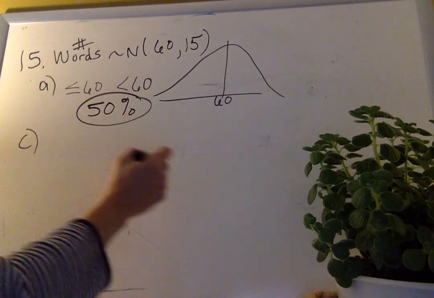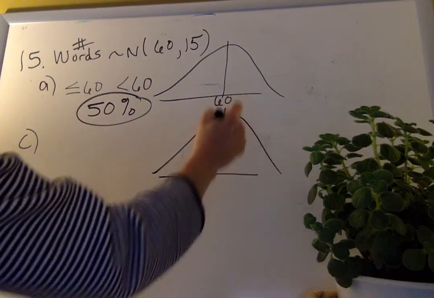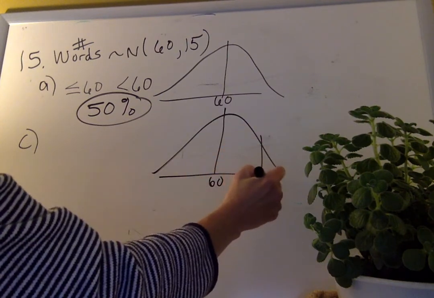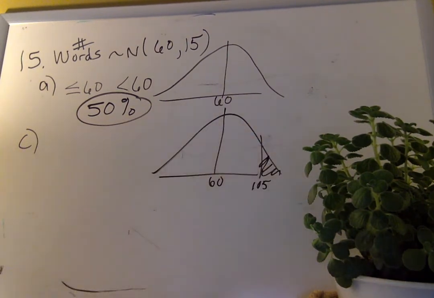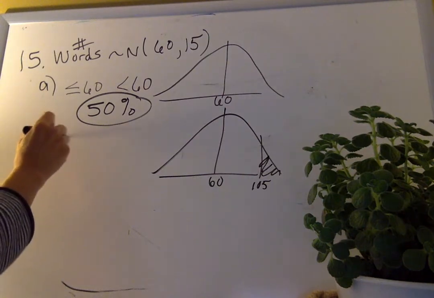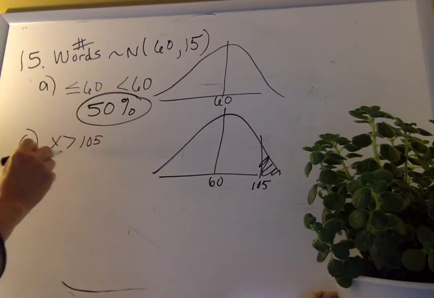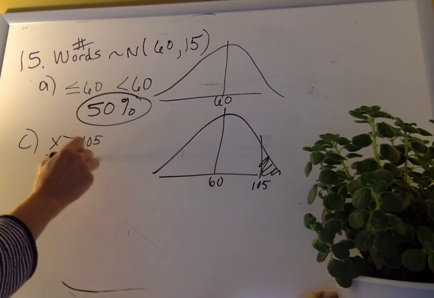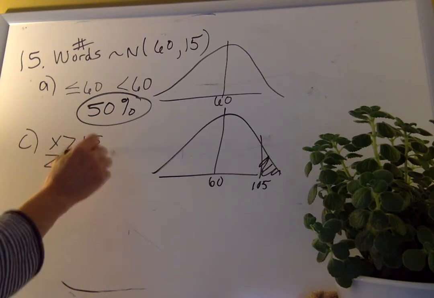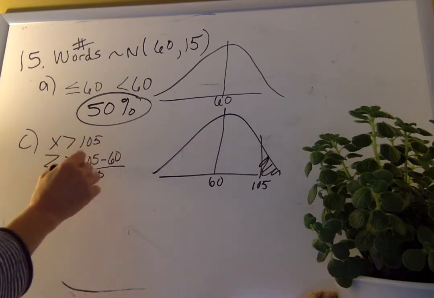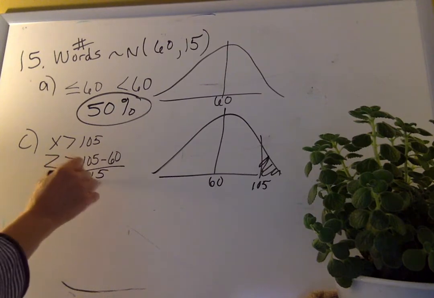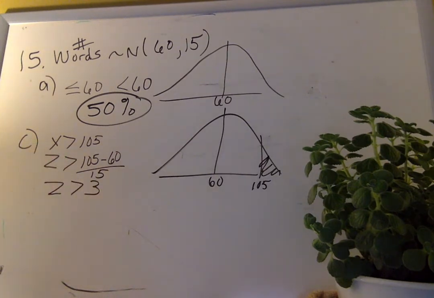Exceed 105. Okay. So 105 is up here somewhere, and it says exceed. Okay, so there's my picture. So x greater than 105. Can't work with x's, have to turn them into z's. You see I'm staying organized. I'm keeping my greater than symbol. Got to get the z-score. How do I do that? Subtract the mean, divide by standard deviation. This is 3. That's a z-score, 3.00.